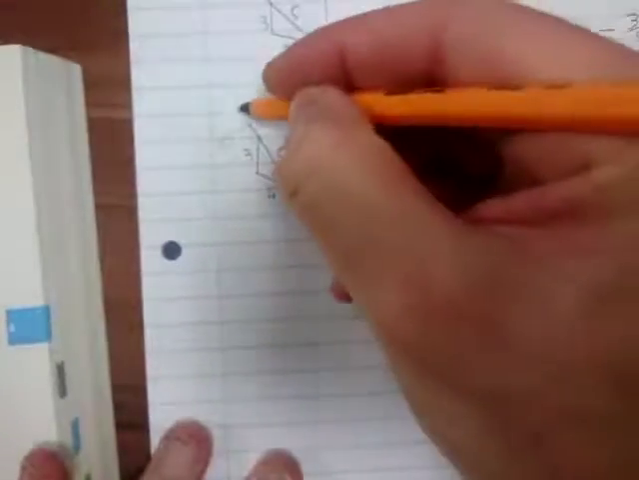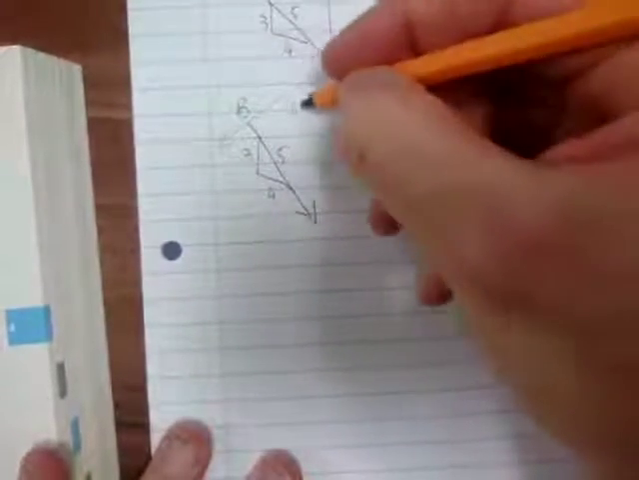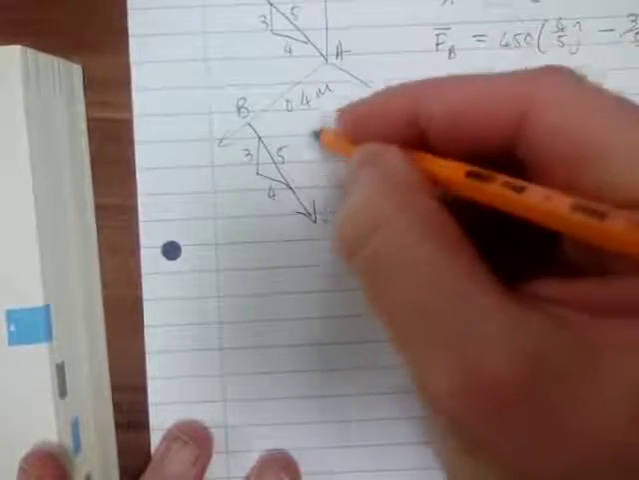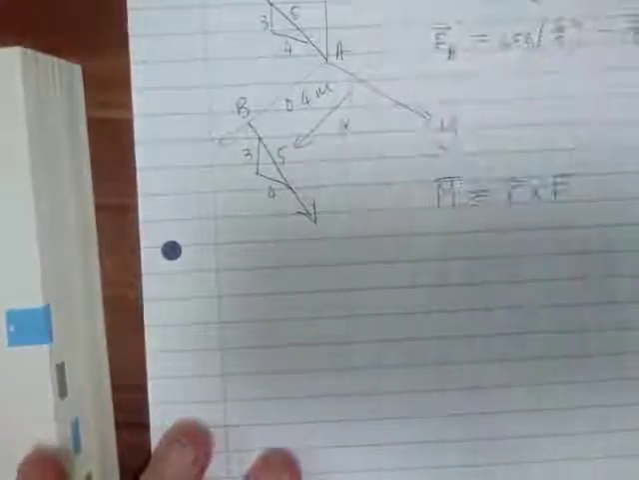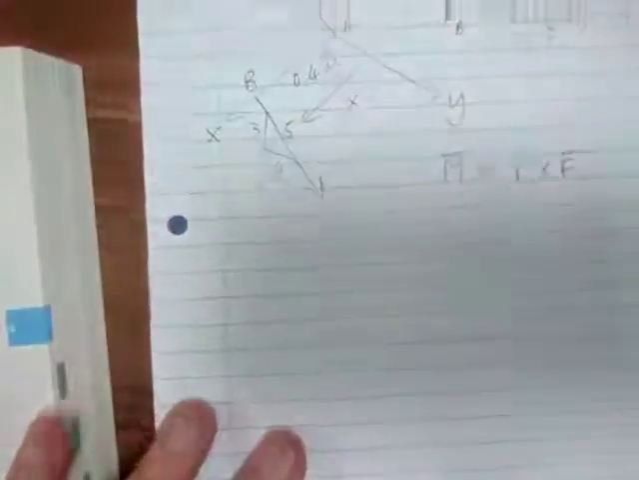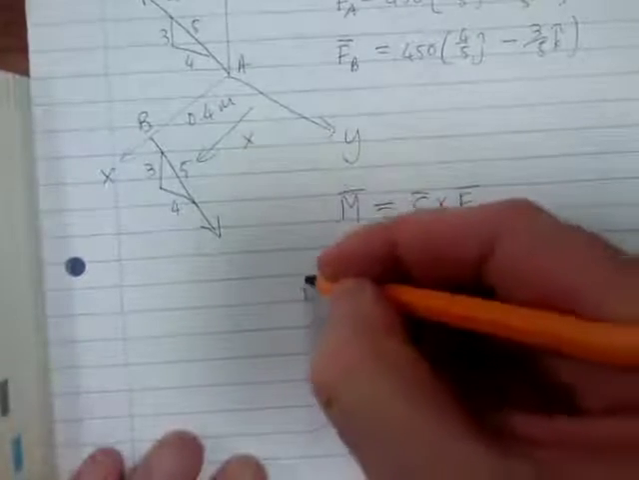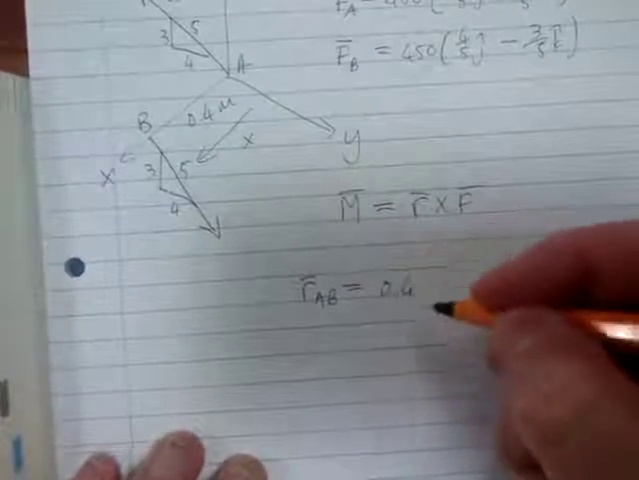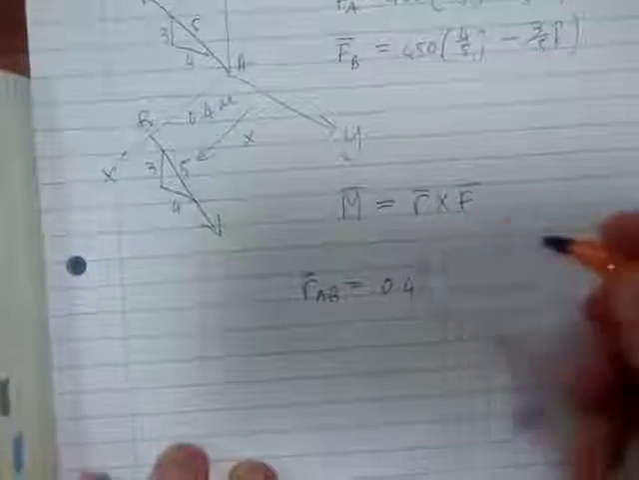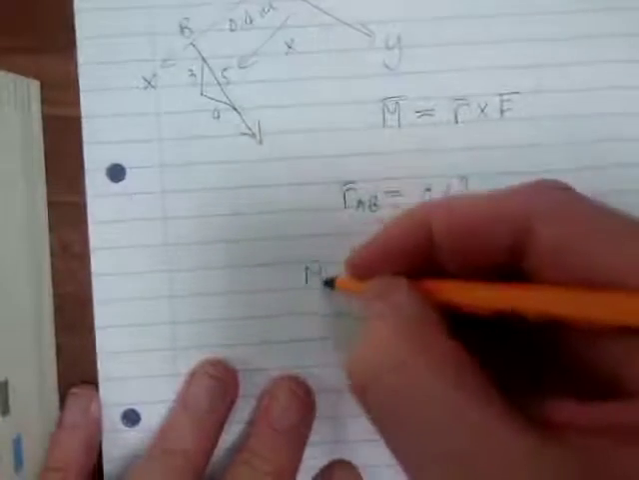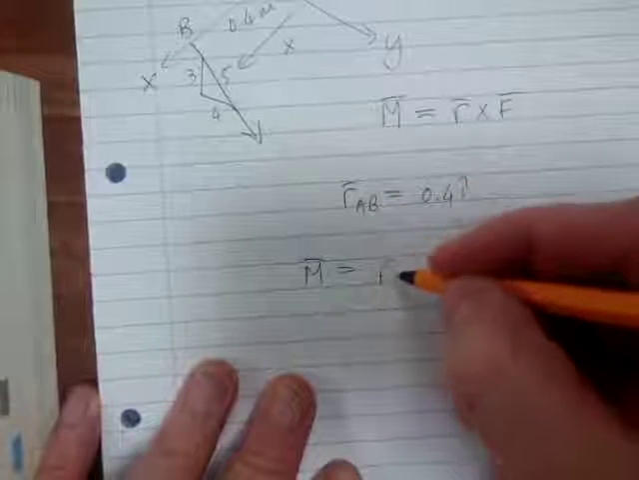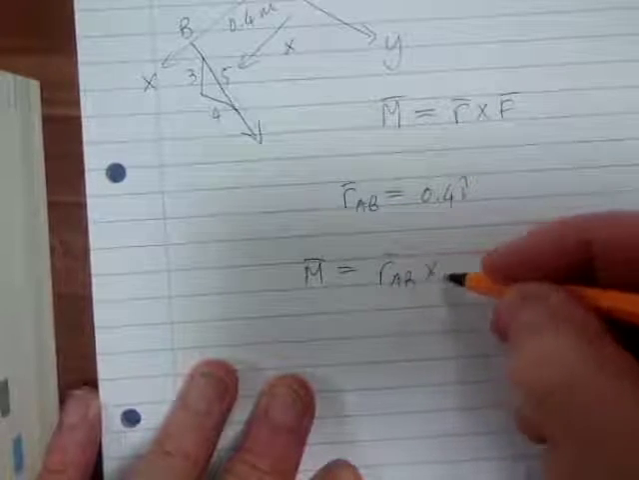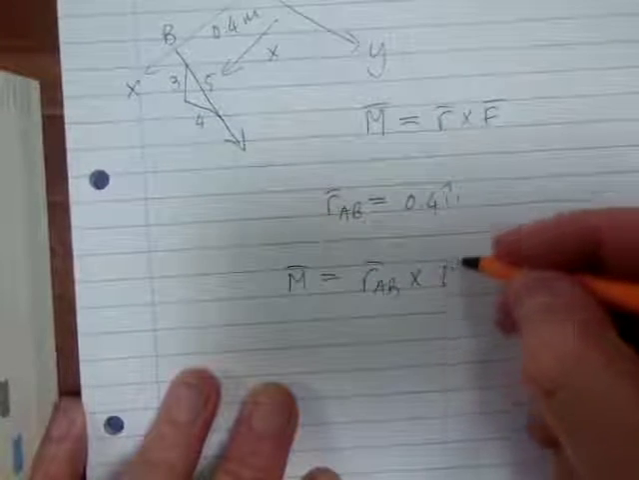So if that's A and that's B, and we know that this distance is 0.4 meters, and it is perfectly in the x direction, because this is the x-axis, then that RAB is going to equal 0.4 i. So our couple moment is RAB cross FB.